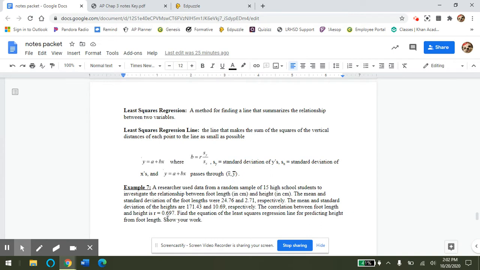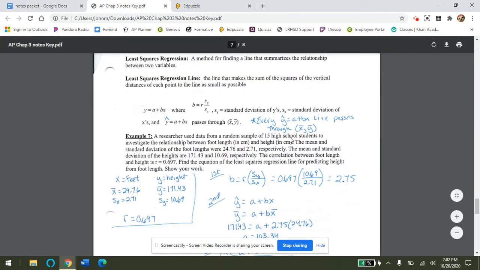So what we need to talk about is this should be y hat, okay? This equation here, b equals r times the standard deviation of y over the standard deviation of x. This is on your formula card, okay? And I just told you what they are. And what we also need to know is that y hat equals a plus bx always passes through the point x bar comma y bar, which means, and I wrote about this on my key, that every y hat line passes through x bar comma y bar, every single one.